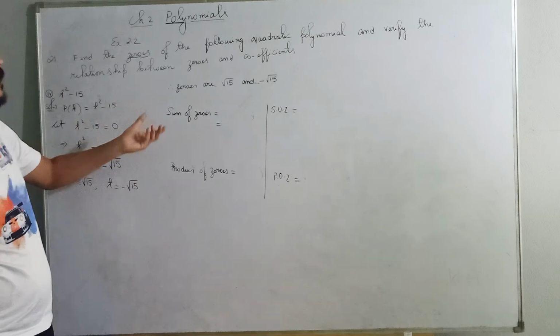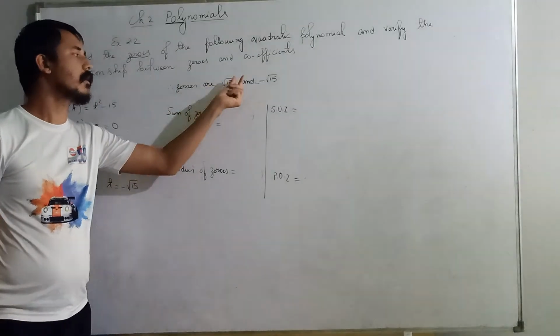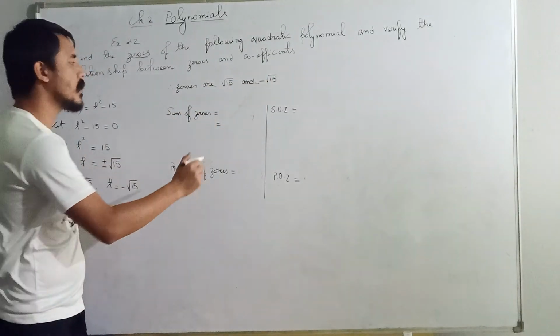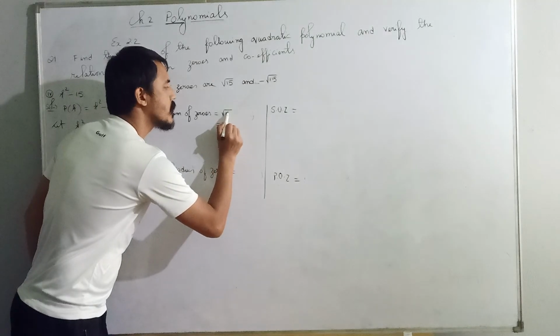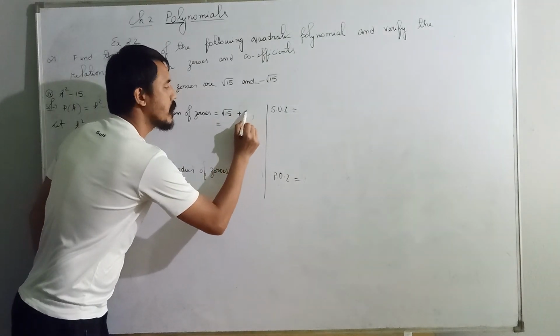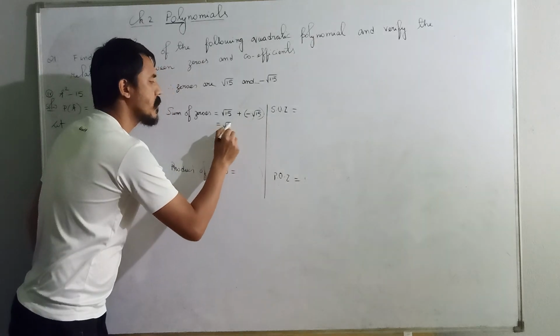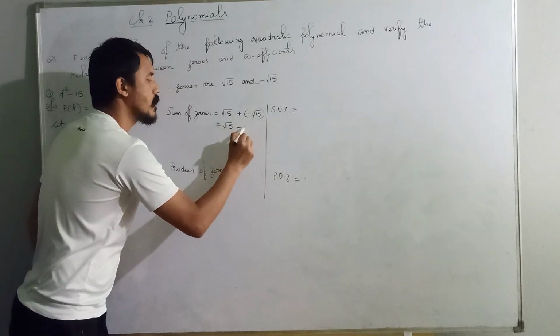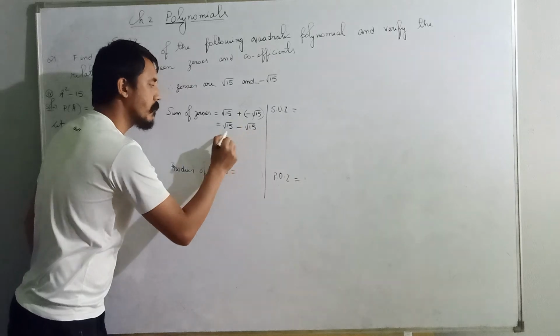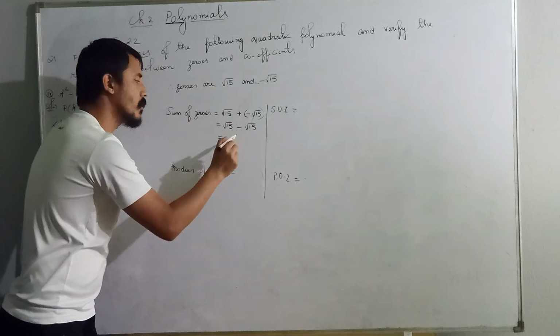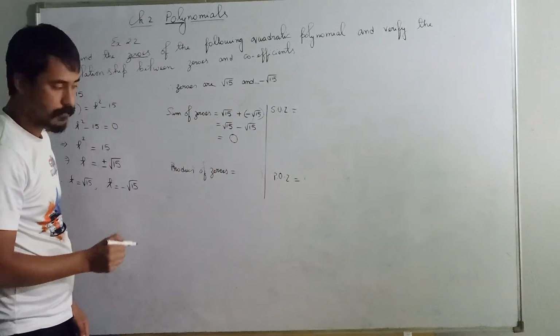Now since we have obtained the zeros, we can find their sum. Sum of the zeros: first zero plus your second zero. So this is square root of 15 plus minus square root of 15, square root of 15 minus square root of 15, which is 0.